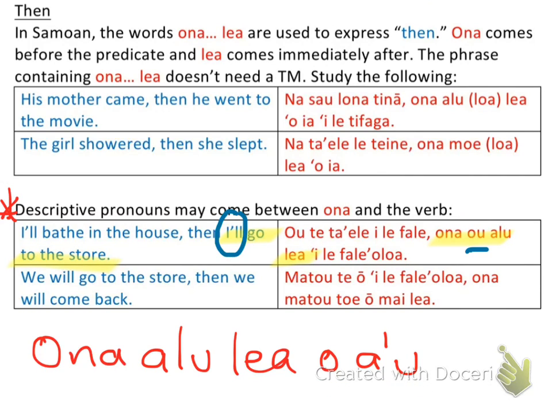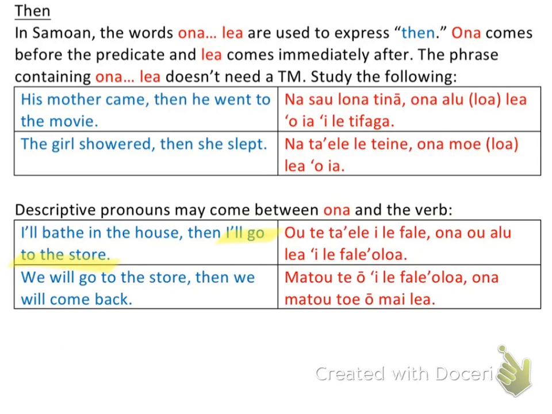If I wanted to do the emphatic way, ona alu leia oa'u is how I would do it, and then I would say to the store. And we've kind of done that a few times. And either way is okay. I would suggest doing it this way, though, right here, the way that we've been talking. But again, you can do it either way if you want to have an emphasis on you being the one doing the action. So then we would just say to the store, and you should be able to do that on your own. Okay, moving on, we will go to the store.